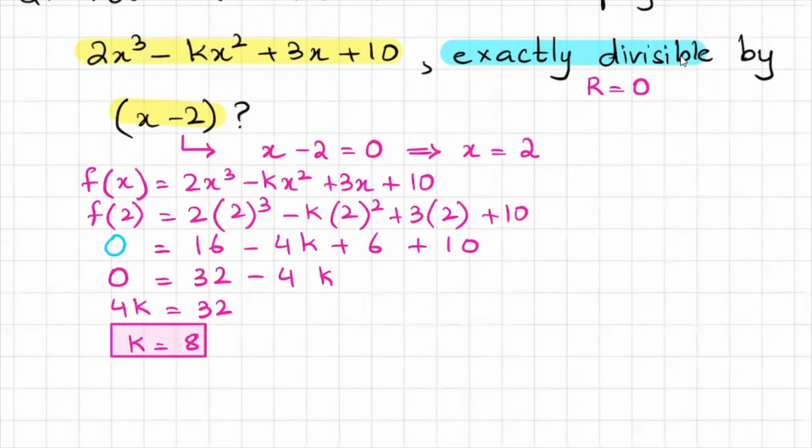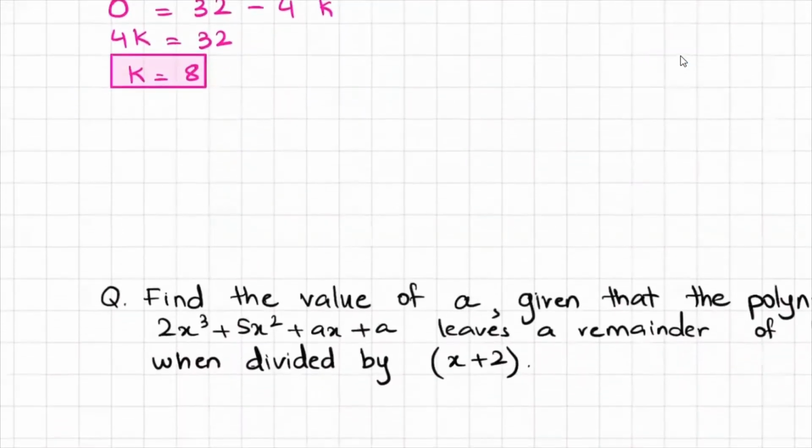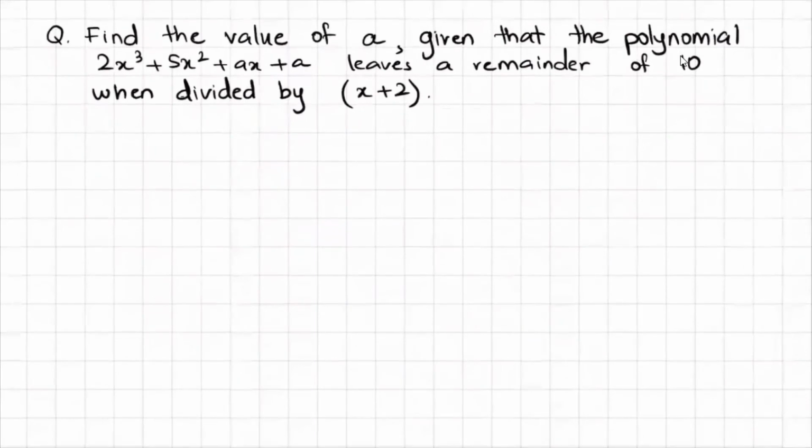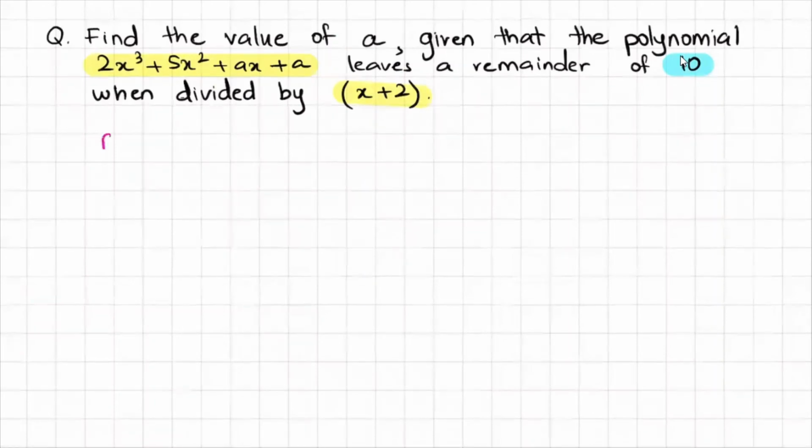So this is your final answer. I hope it was clear to you. Let's move on to the next question. The next question is, find the value of a given that the polynomial leaves a remainder of 10 when divided by this. They're saying that this equation is leaving a remainder. Let's write down the equation first: f(x) equals 2x cubed plus 5x squared plus ax plus a.